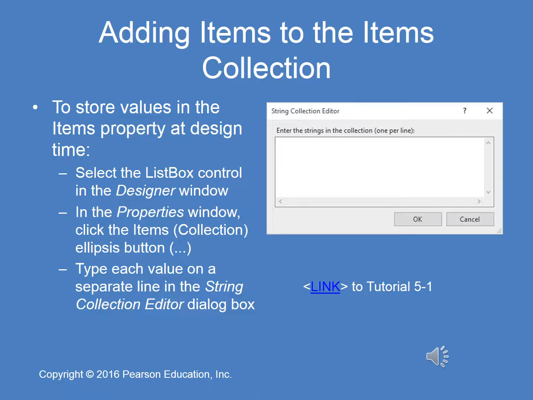In the Properties window, you click the Items collection property, and then the ellipsis button shows you the list of values, each on a separate line, that you add at design time. Rather than me spend any more time talking about this, please stop this video and either click on the link here or go back to the timeline and watch Tutorial 5-1 running. Thanks.